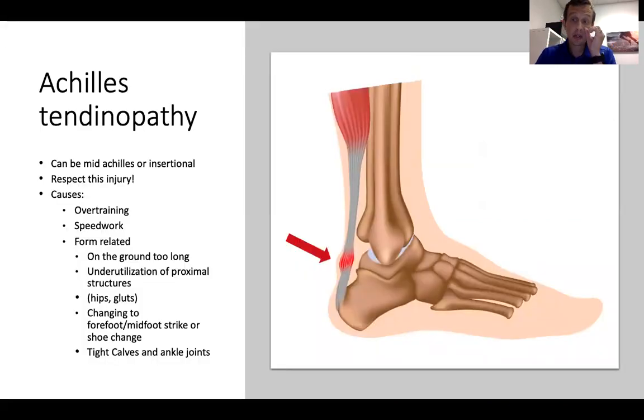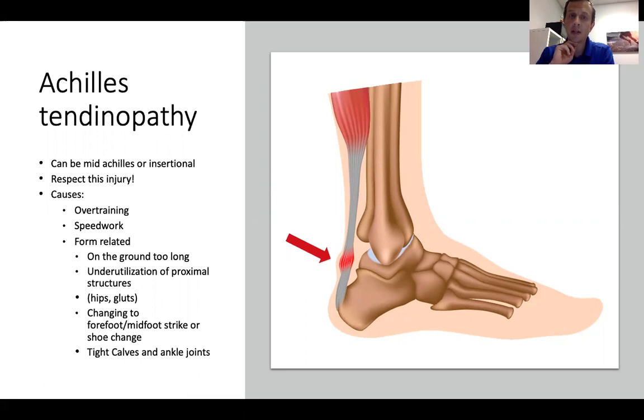Another injury we see frequently is called Achilles tendinopathy. This can be mid-substance or insertional. Mid-substance meaning it happens in the middle of the tendon, and insertional is back on the back of the heel. Mid-substance is easy to treat. Insertional Achilles is not easy to treat, meaning some patients just don't respond to it. You have to really respect an Achilles injury. That's why they refer to it as your Achilles heel. Particularly respect an Achilles injury when it's on the back of the heel on the bone.